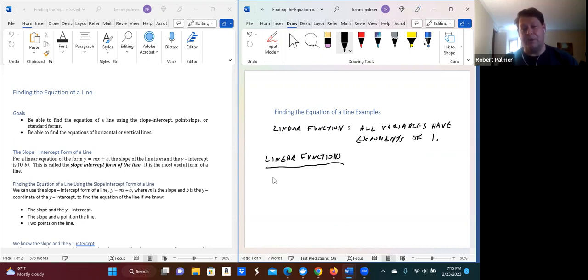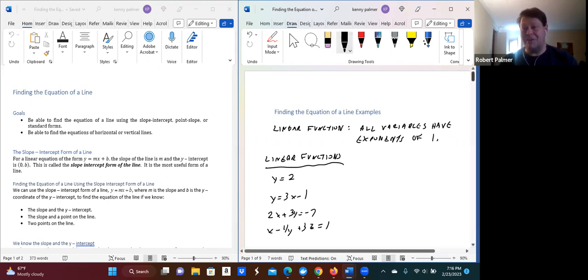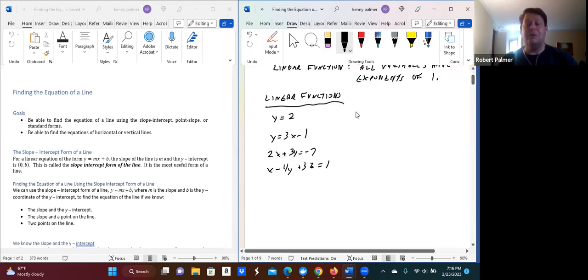Okay. Some basic ones. So if you have y equals 2 or y equals 3x minus 1, or say 2x plus 3y equals -7. These are all linear functions because no matter how many variables, or even if we do 3 variables, x minus 4y plus 3z is equal to 1, these are all linear functions because the powers of our variables, x, y, and z, are all to the first power.